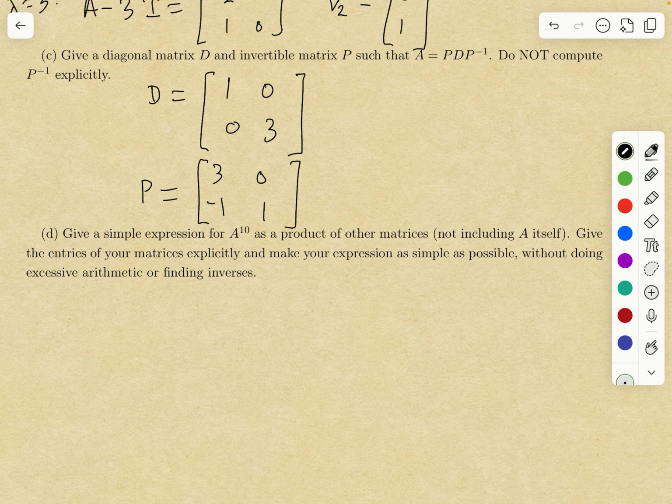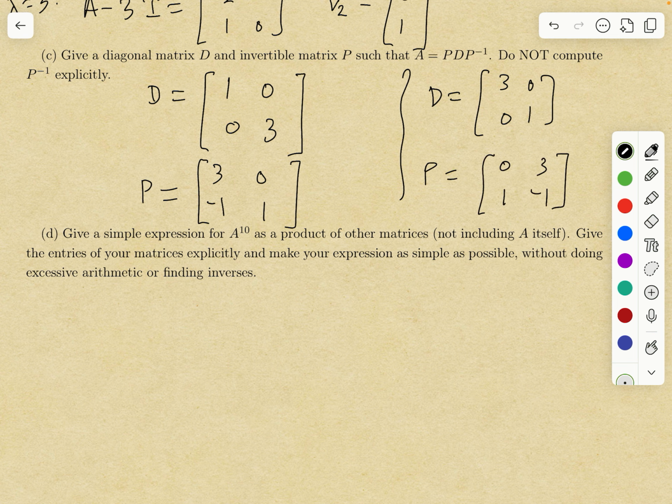Or you don't have to put 1 on the top left and then 3 on the bottom right. You could do 3, 1, but if you do 3, 1, you just have to make sure that the order in which you put the columns of the matrix P matches the order that you put the eigenvalues. So another possibility would be something like D equals 3 and 1 on the diagonal, and then P equals (0, 1; 3, -1). That would also work.